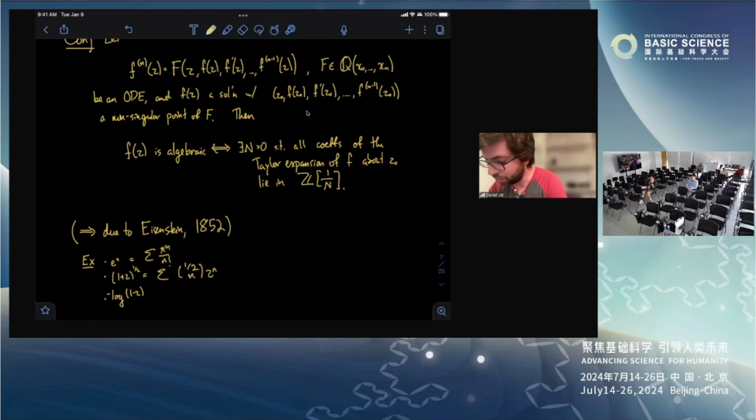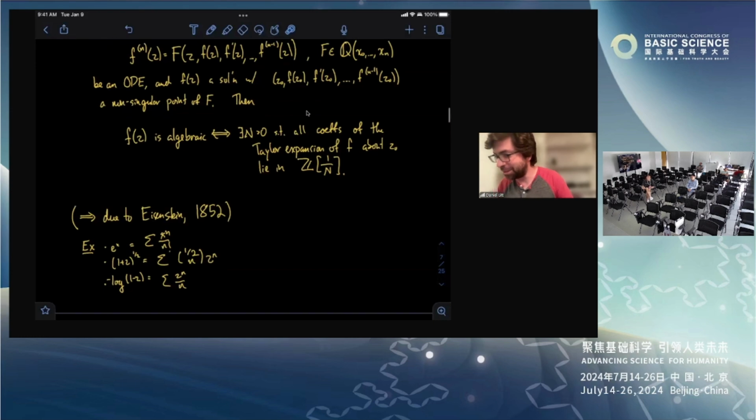And let me just do one more example. Minus log of 1 minus z is the sum of z to the n over n. So again, infinitely many primes show up in the denominator. Hopefully I did that right. And log is not an algebraic function. So that's another example.